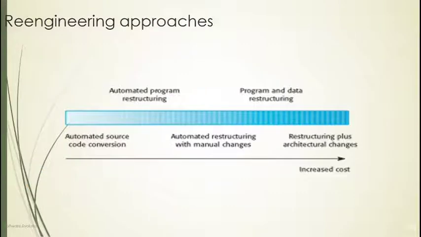Next, in the re-engineering approaches, you can see automated source code conversion and automated restructuring with manual changes. If you keep on going for automated restructuring or automated source code conversion, the cost will keep increasing. It depends upon the customer whether the entire code has to be automated or only a part of the structure, or if the entire architecture of the system is restructured, then the cost keeps increasing in the re-engineering process.